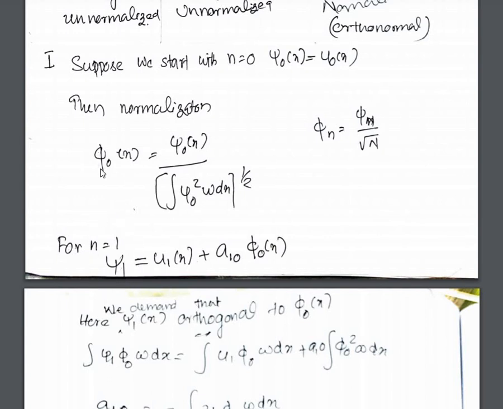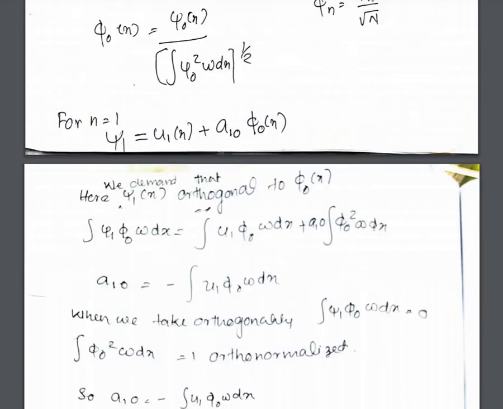so from this we are going to derive higher terms. Suppose when n is equal to 1, we have the function psi 1 of x, that can be written as the combination of the lower order orthonormal function plus an unnormalized function. So psi 1 can be written as u1 of x plus a10 phi 0 of x. We know that phi 0 is an orthonormalized function, so it is orthogonal to psi 1.